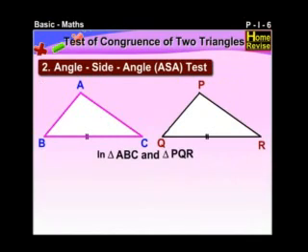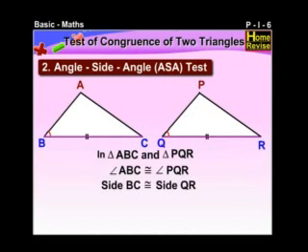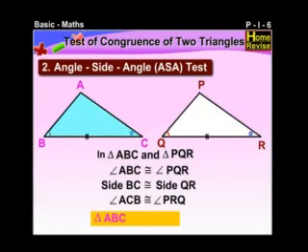Take one example. In triangle ABC and triangle PQR, angle B, that is angle ABC, is congruent with corresponding angle Q, that is angle PQR. Side BC is congruent to corresponding side QR. Angle C, that is angle ACB, is congruent to corresponding angle PRQ. That means angle, side and angle of one triangle is congruent with corresponding angle, side, angle of another triangle. Therefore, these two triangles are congruent by angle side angle test. That means we can say that triangle ABC is congruent to triangle PQR by ASA test.